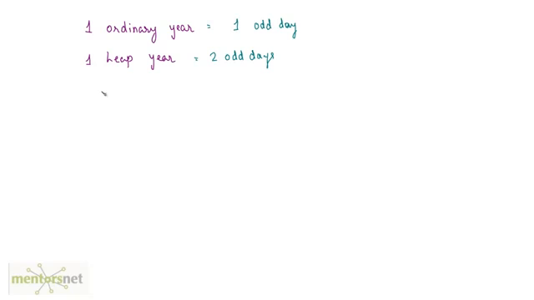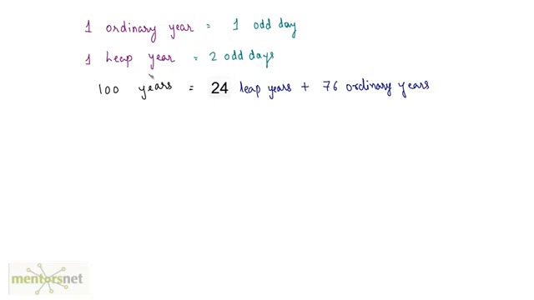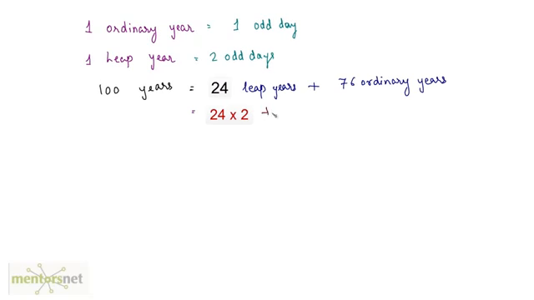Let us calculate how many odd days are there in 100 years. You know that in 100 years, there are 24 leap years, right? And the rest of the years, that is 76 years, will be ordinary years. So in a leap year there are 2 odd days, so in 24 leap years there will be 24 times 2 odd days. Plus in one ordinary year there is 1 odd day, so in 76 ordinary years there will be 76 times 1 odd days. If we calculate it, you'll get 124 odd days.